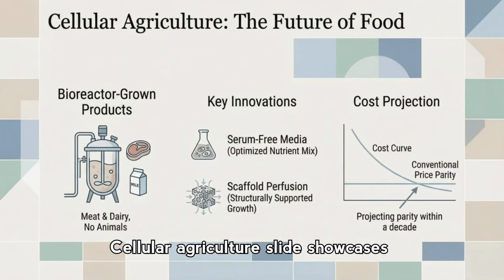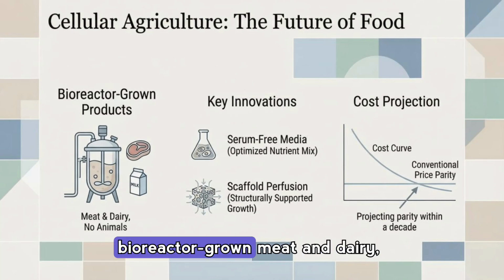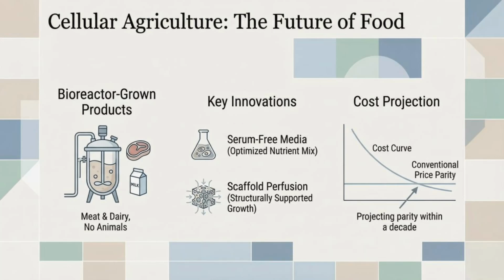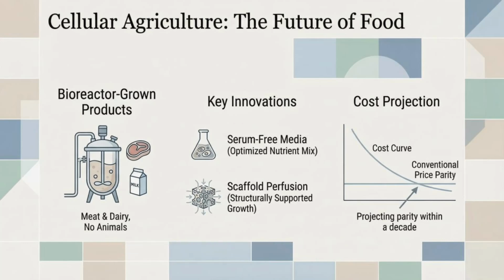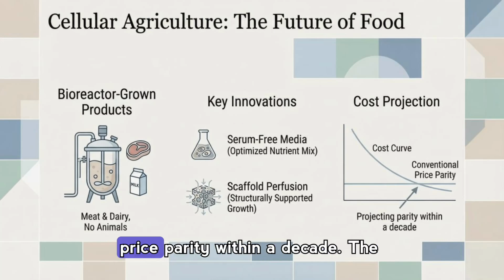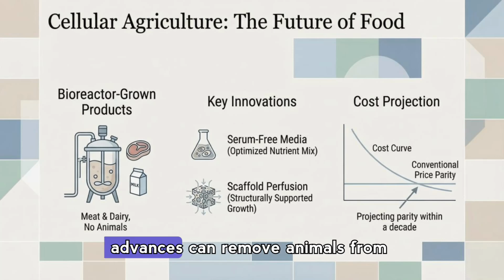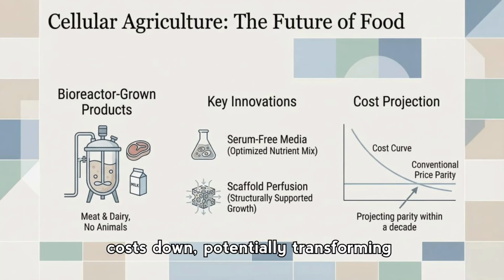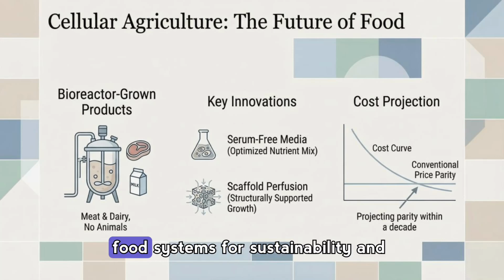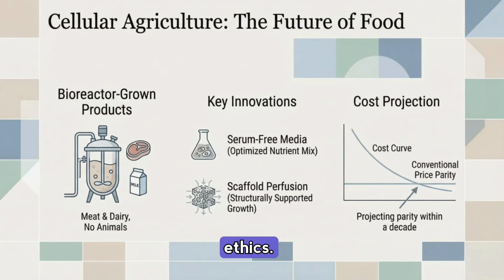products. Cellular agriculture slide showcases bioreactor-grown meat and dairy, key innovations like serum-free media and scaffold perfusion, and a cost projection curve that suggests price parity within a decade. The intent is to show how engineering advances can remove animals from the production chain while scaling costs down, potentially transforming food systems for sustainability and ethics.